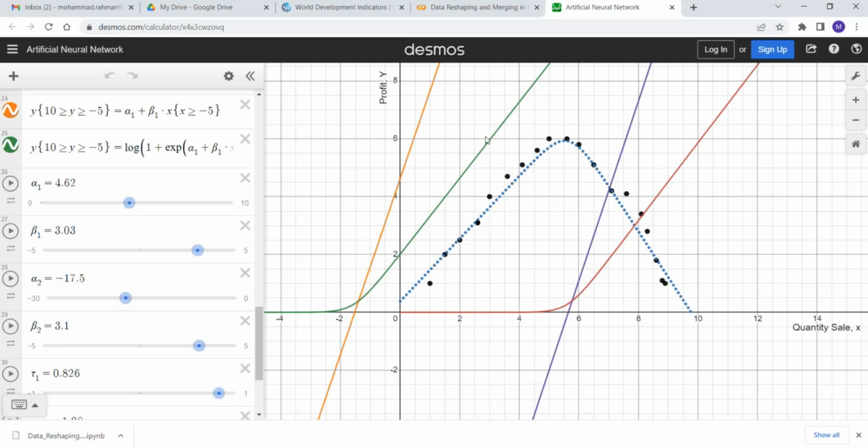That green line is made in the hidden layer. When the hidden layer converts the straight line into a log and exponential format, we get y11, the hidden layer output, which is the green line. And this purple line, another straight line, is basically the second signal from the input layer going to the second hidden layer. So that is Z2, which is again a straight line.